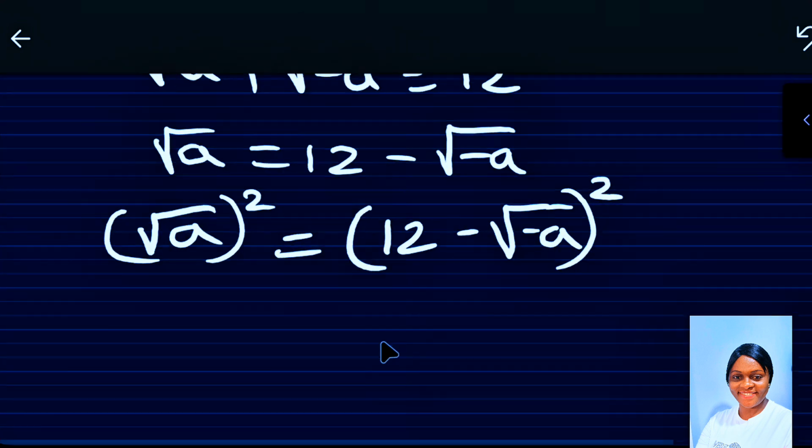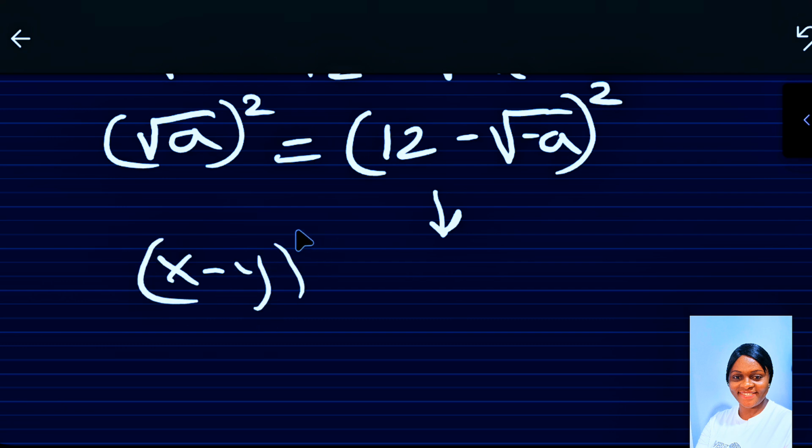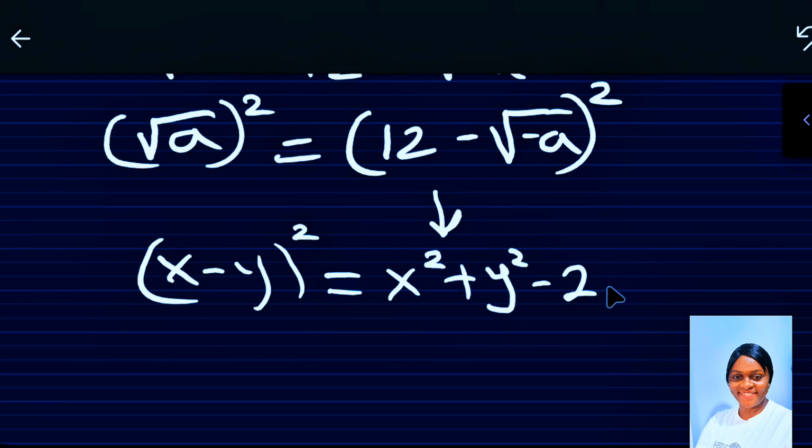Now from here, this right hand side is of this form. If we have x minus y all squared, now if we expand this, it will be equal to x squared plus y squared, then minus 2xy. Now from here, x is 12 and y is square root of minus a. So we are going to expand this in this form. But before then, let's write this.